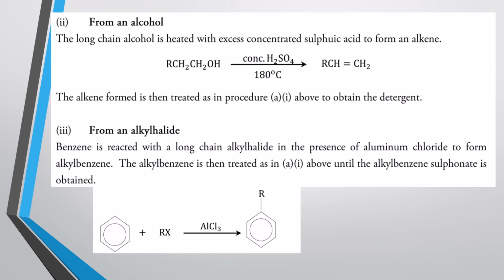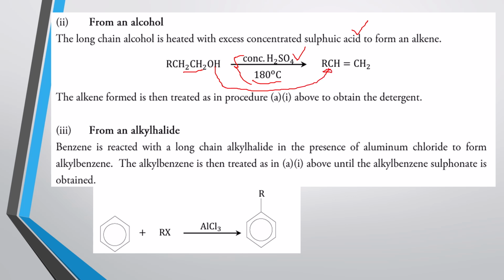So if you look here, the long chain alcohol is going to be heated with excess concentrated sulfuric acid to form an alkene. So we get this long chain alcohol, we heat it with concentrated sulfuric acid at 180 degrees Celsius, and these are the reagents that are required to convert an alcohol into an alkene. I hope you are aware of that in organic chemistry.